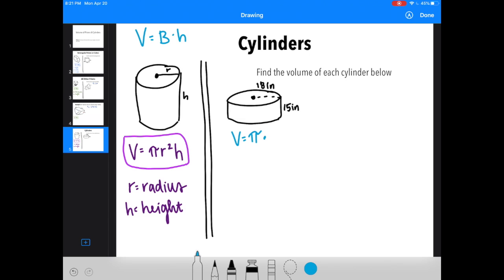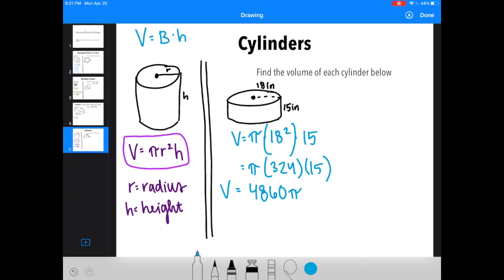So here, I'm going to take pi times 18 squared times 15. So I'm going to put that in parentheses. 18 squared is going to be 324 times 15, which gives me an answer of 4,860 pi. If your math lab is finicky sometimes and asks for the answer in pi, we would stop here.